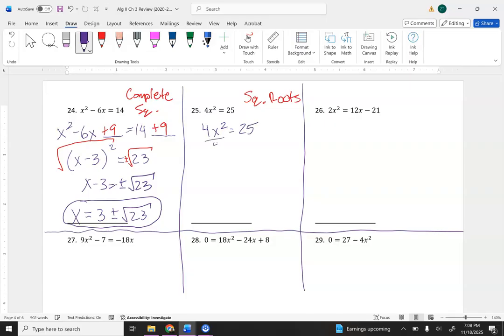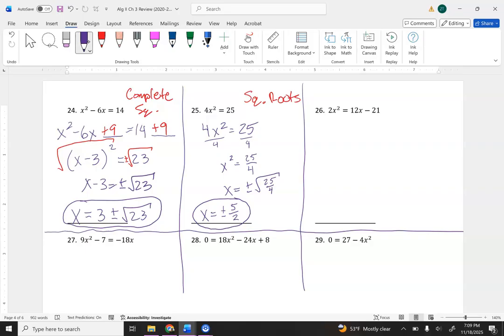We're going to divide by 4 on both sides. So that gives us x squared equals 25 over 4. And then we square root on both sides. So that gives us the positive and negative square root of 25 over 4. Now this is a special one. You can actually simplify this very easily because both 25 and 4 are square rootable. So the square root of 25 is 5 and the square root of 4 is 2. So the answers here are just x equals positive or negative 5 over 2.